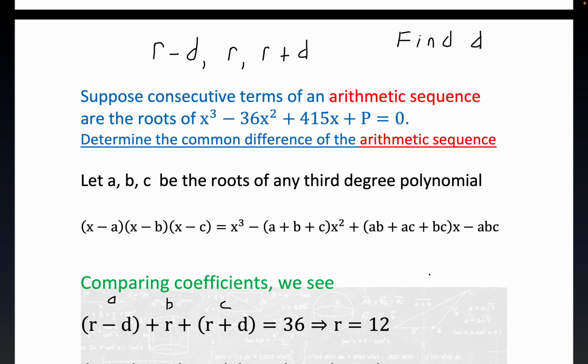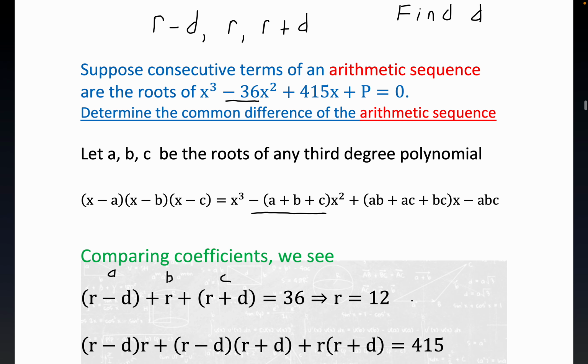And again, you see how this happened here? Let me write this down if it's not clear. This minus 36 that I'm underlining is equated with this, because they're both coefficients of x squared. So when you equate them, the minus signs go away, of course, and then everything cancels out, and you get R is equal to 12.